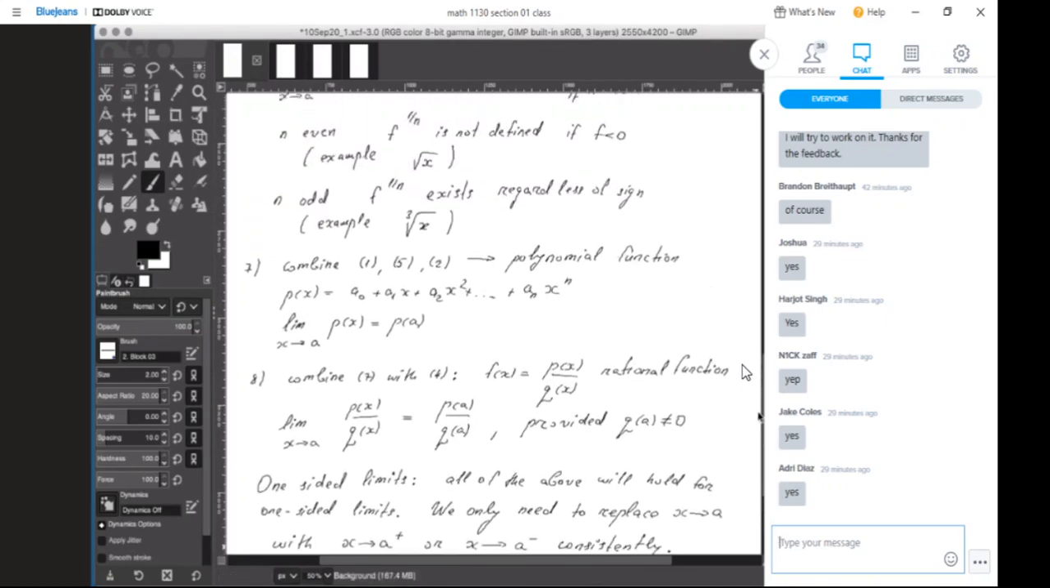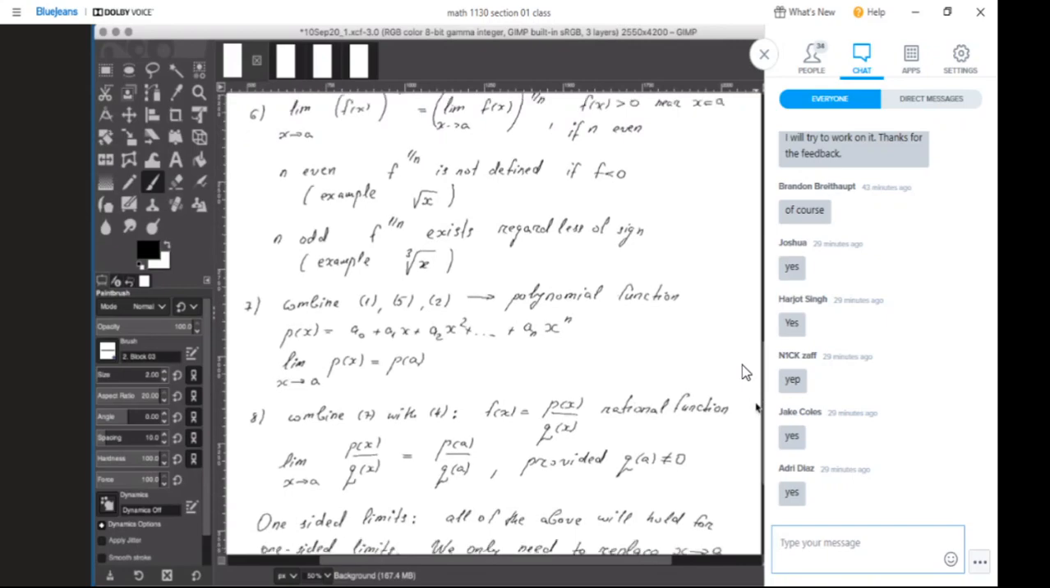The only one that requires a little bit of caution is number 6. We're going to together make it make sense.